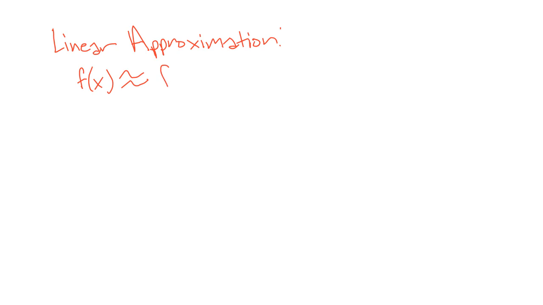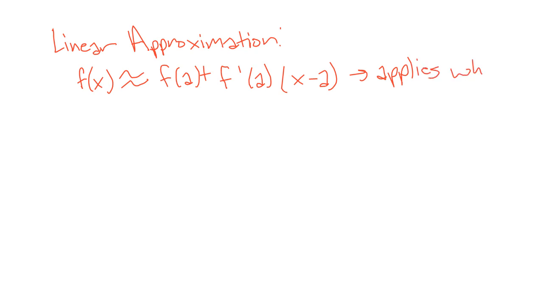So in an algebraic sense, linear approximation is the idea that we can approximate f of x as being f of a plus the slope of the tangent line at a, f prime of a, times x minus a. And this applies when x is close to a.